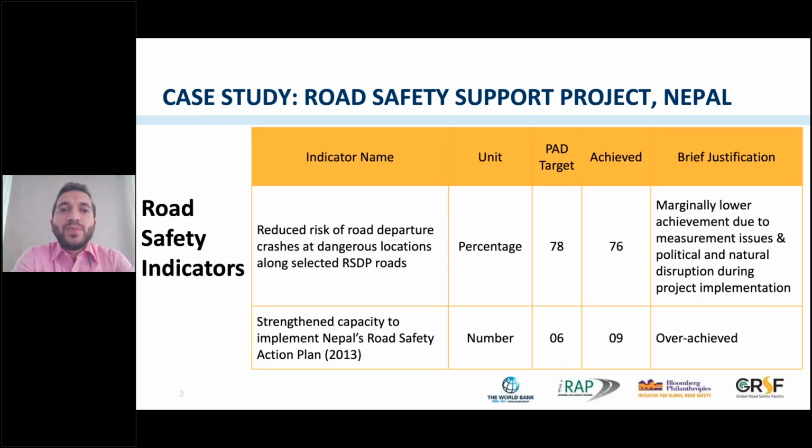So the project had 2 major indicators. One is the percentage of reduced risk of road departure crashes at dangerous locations along selected project roads. The second one is strengthening capacity to implement Nepal's Road Safety Action Plan 2013. The team overachieved that target, and was just marginally below the target for the first indicator.